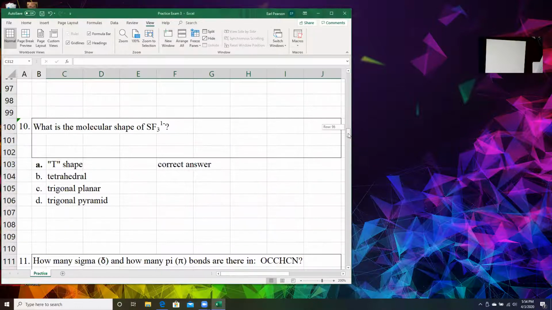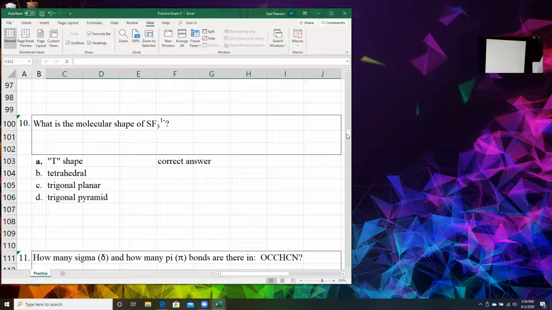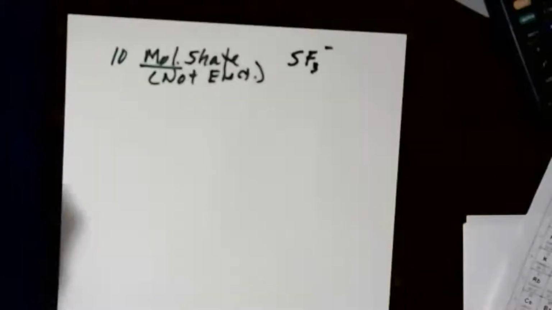Number 10. What is the molecular shape of SF3 minus? So number 10 is the molecular shape. I'm going to remind myself it said molecular, not electronic. Again, of the same molecule, SF3 minus. Now, let's go back and look at the pad. And I have this copied on my paper ready to go.